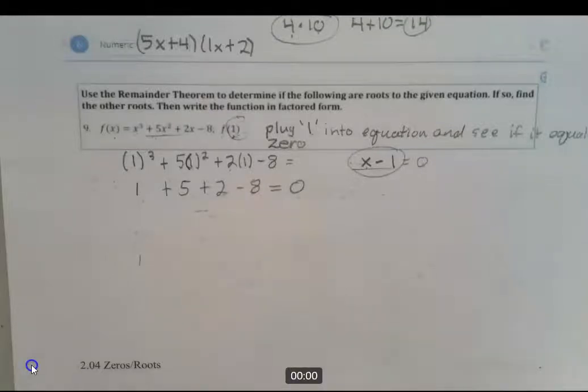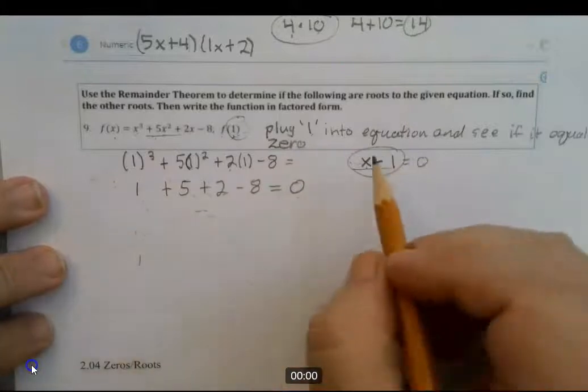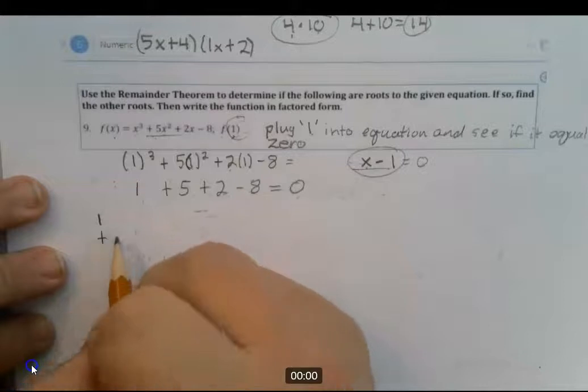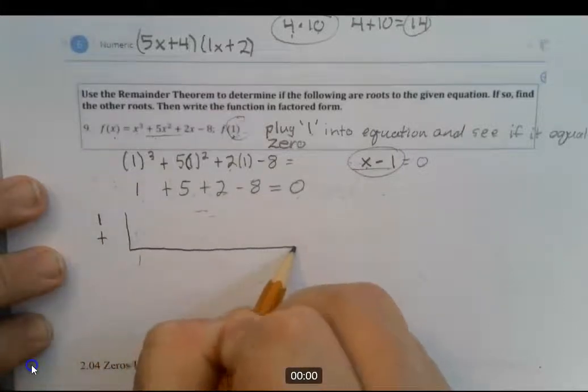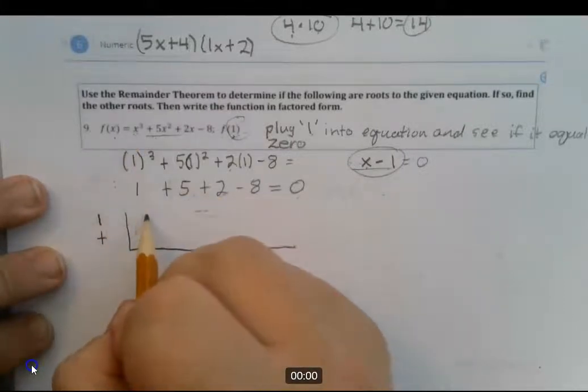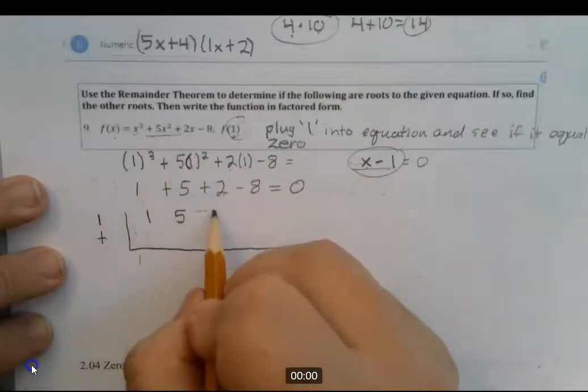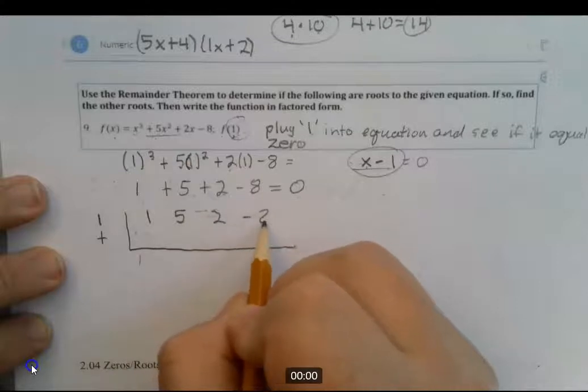That means it divides in evenly. So let's do that using synthetic division. So I have x minus 1. That means I need a positive 1 for synthetic division. You just switch the sign on that. And then I have x cubed is 1, 5x squared is 5, 2x is 2, negative 8.